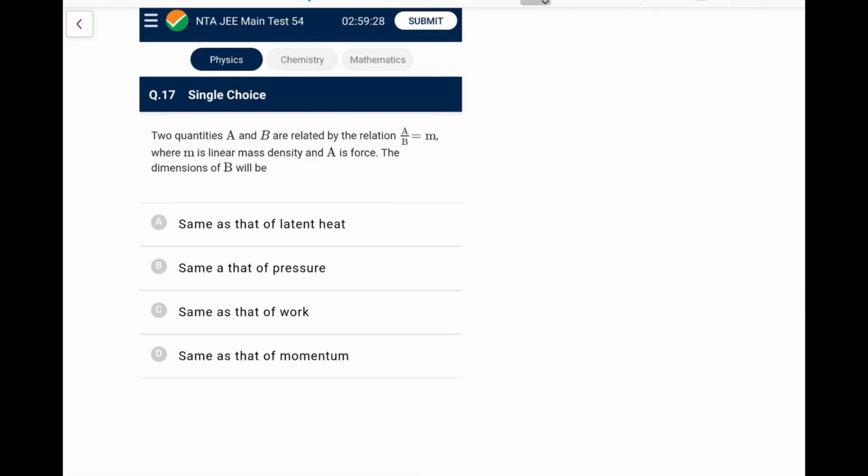Two quantities are related by the relation A by B is M, where M is linear mass density, A is a force. The dimension of B will be, okay. So dimension of B is equal to A by M. Now, M is linear mass density, A is force. Force means MLT minus 2, not ML2, that is energy. MLT minus 2 I have. And for the mass per unit length, I have ML minus 1.